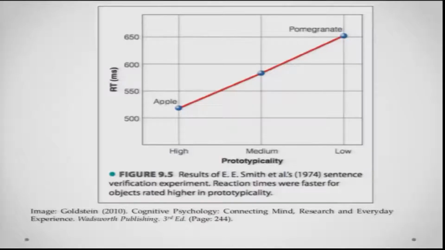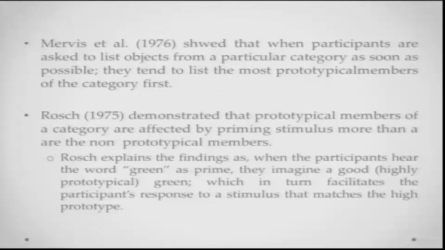Here you can see the reaction time on typicality. So, people take more time in reacting to pomegranate as a fruit versus apple as a fruit, because apple is the more prototypical member of the fruit category. Anyways, there is a huge variation in this category fruit anyways. Now, Mervis and colleagues in 1976 showed that when participants are asked to list objects from a particular category and they are given particular time constraints, they tend to list the most prototypical members first and then the lesser prototypical members.